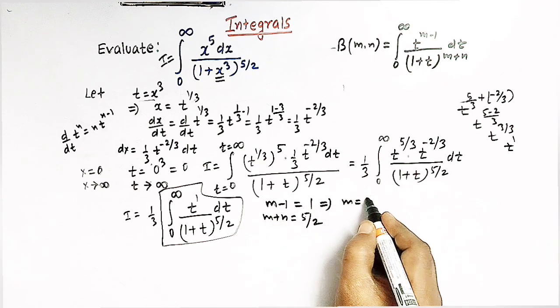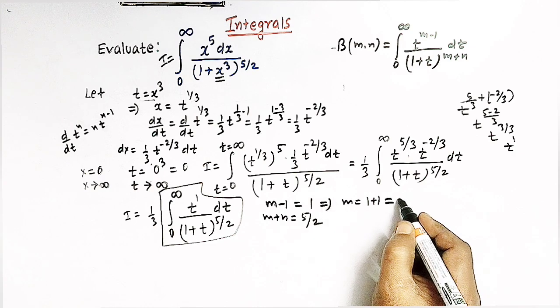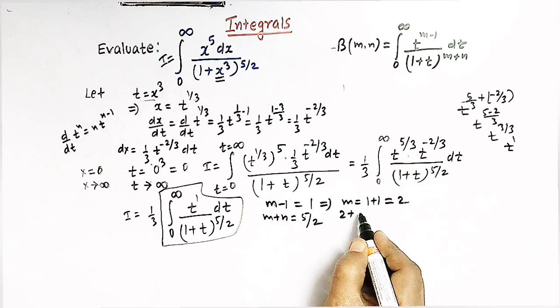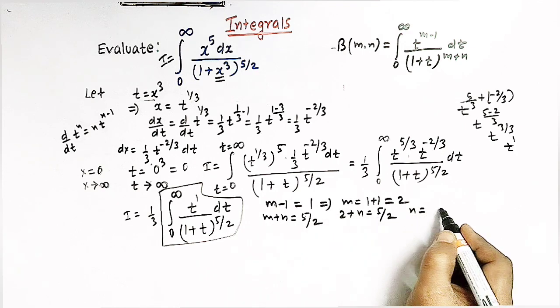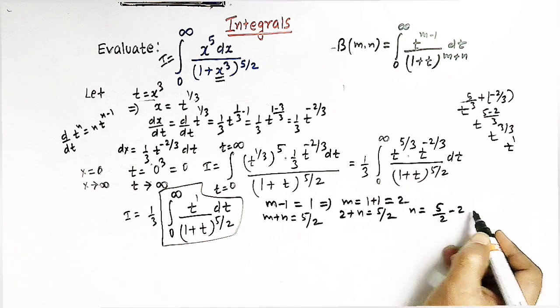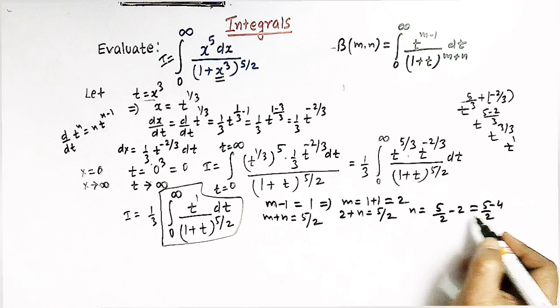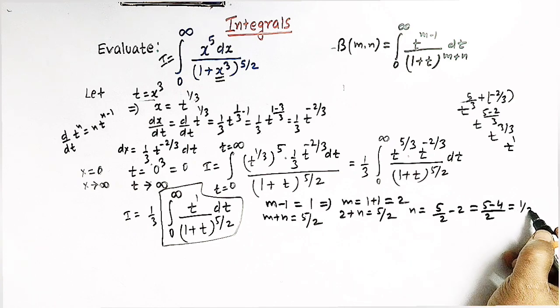So let us solve this equation. So we have m is equal to 1 plus 1, taking minus 1 to the right hand side. So we have 2, and then taking m is equal to 2 in this equation, we have 2 plus n is equal to 5 over 2. So n is 5 over 2 minus 2, that is 5 over 2 minus 4 over 2, and 5 minus 4 is 1. So we have 1 over 2.